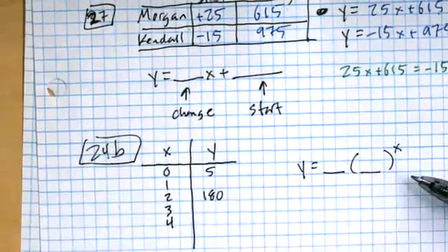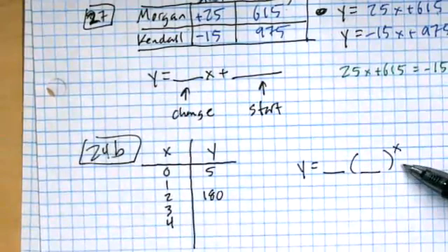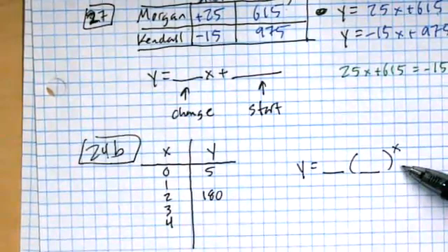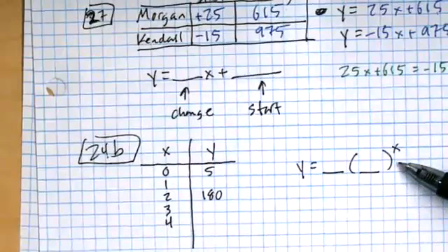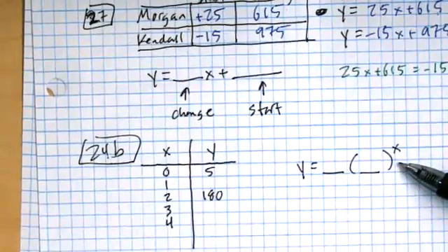I got a big question for you. If the equation looks like this, does this look more like a linear equation or an exponential equation? Linear or exponential? What do you think? So if I were to graph this, is it going to make a straight line or is it going to be curved, kind of curving?